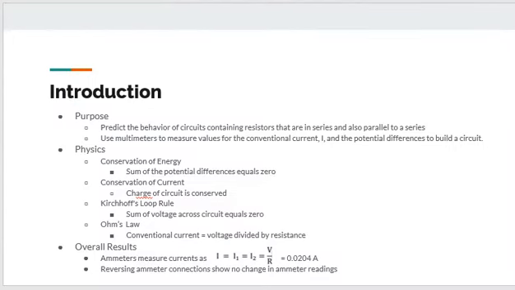The purpose of this lab was to predict the behavior of circuits that contain resistors that are in series and also parallel to series, using the circuit construction kit, and to use multimeters to measure the values for the conventional current and the circuit's potential differences.